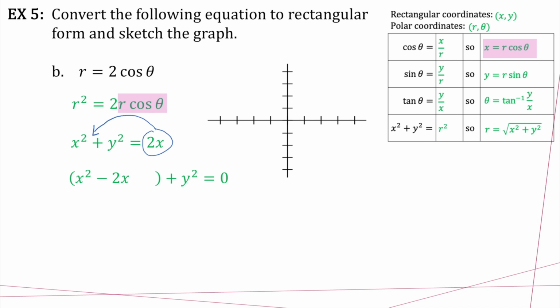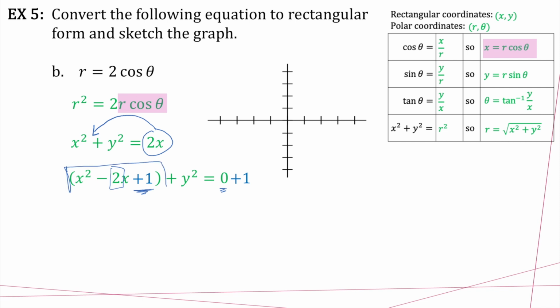And then I get x squared minus 2x, and I'm going to leave this space here, plus y squared equals 0. Okay, now we're getting somewhere. And you remember completing the square, we take this term here, cut it in half, and square it. So that gives us a plus 1. Well, if we do a plus 1 on the left side, we have to do a plus 1 on the right side.